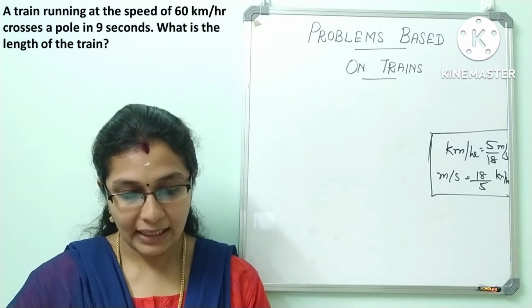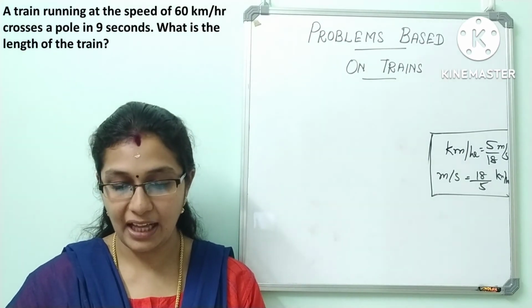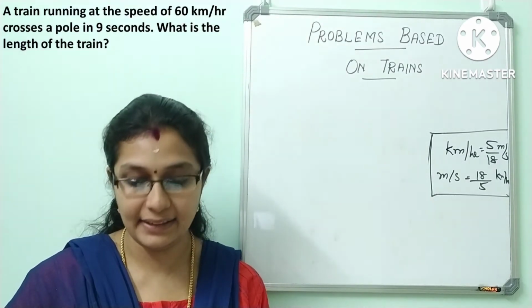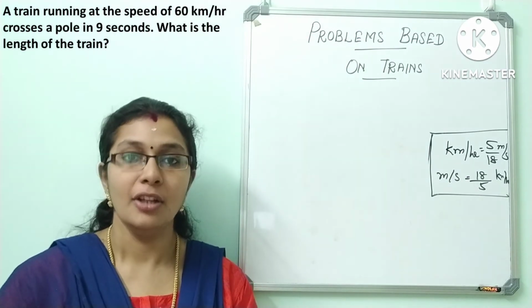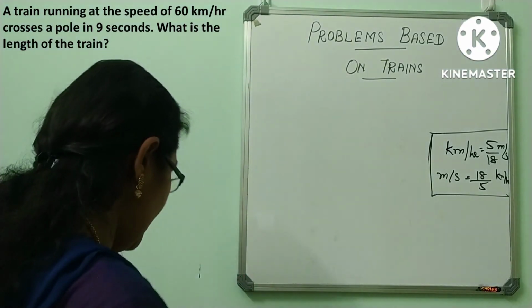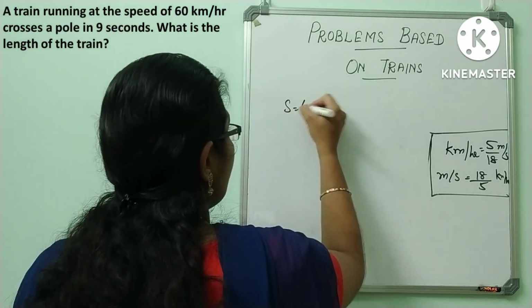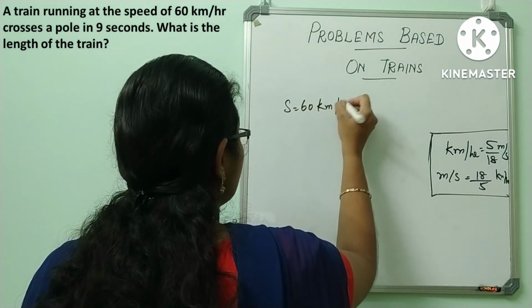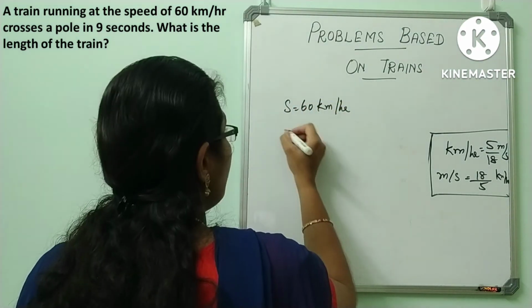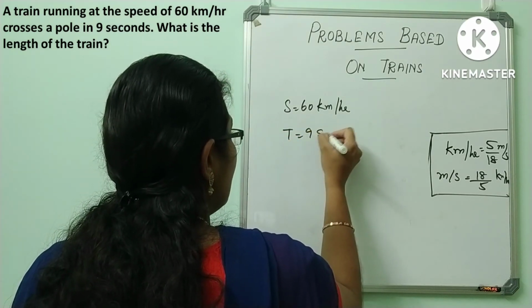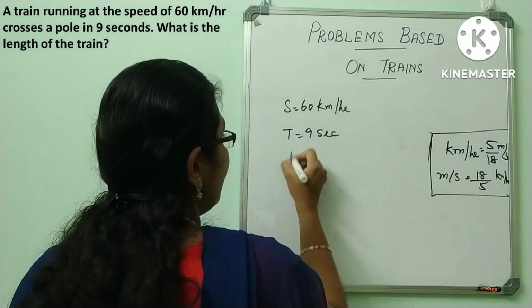A train running at a speed of 60 km per hour crosses a pole in 9 seconds. What is the length of the train? So what all is given? Speed of the train is given as 60 km per hour and it crosses the pole. Time they have given in seconds. Okay, we'll have to find the length.